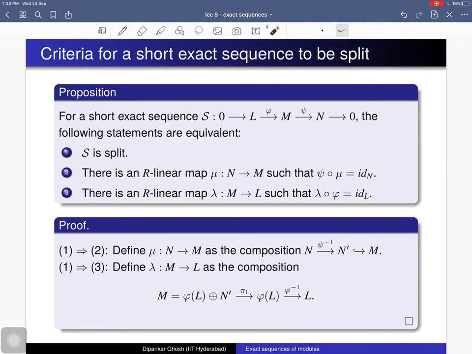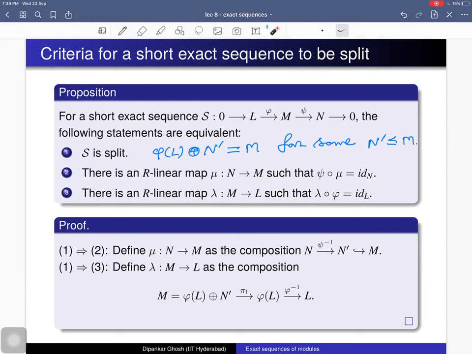First we will prove 1 implies 2. In 1, you are starting with a split short exact sequence, that means by definition phi of L is a direct summand of M. So, this is the internal direct sum with N prime, that will be M for some submodule N prime of M. So, you are starting with a split short exact sequence. Now, you want to construct a map like this.